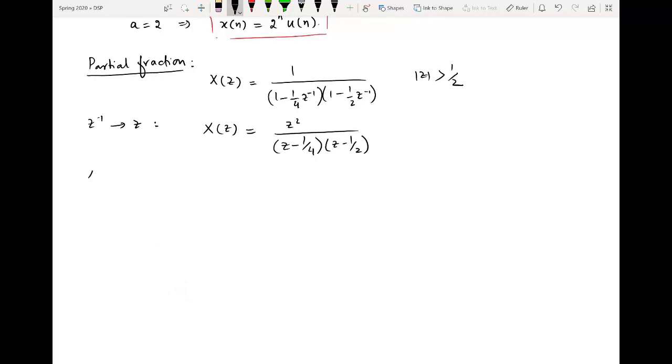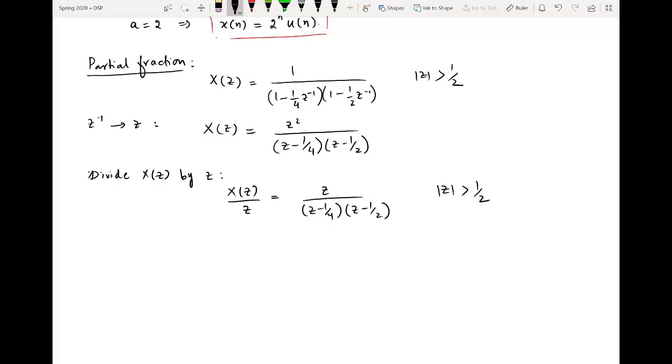So the next step is divide X of z by z. So this step will result X of z divided by z on both sides. So we will have this z over z minus 1 by 4 into z minus 1 by 2 with the same ROC, which was z magnitude greater than 1 by 2. So this was the step number 3.